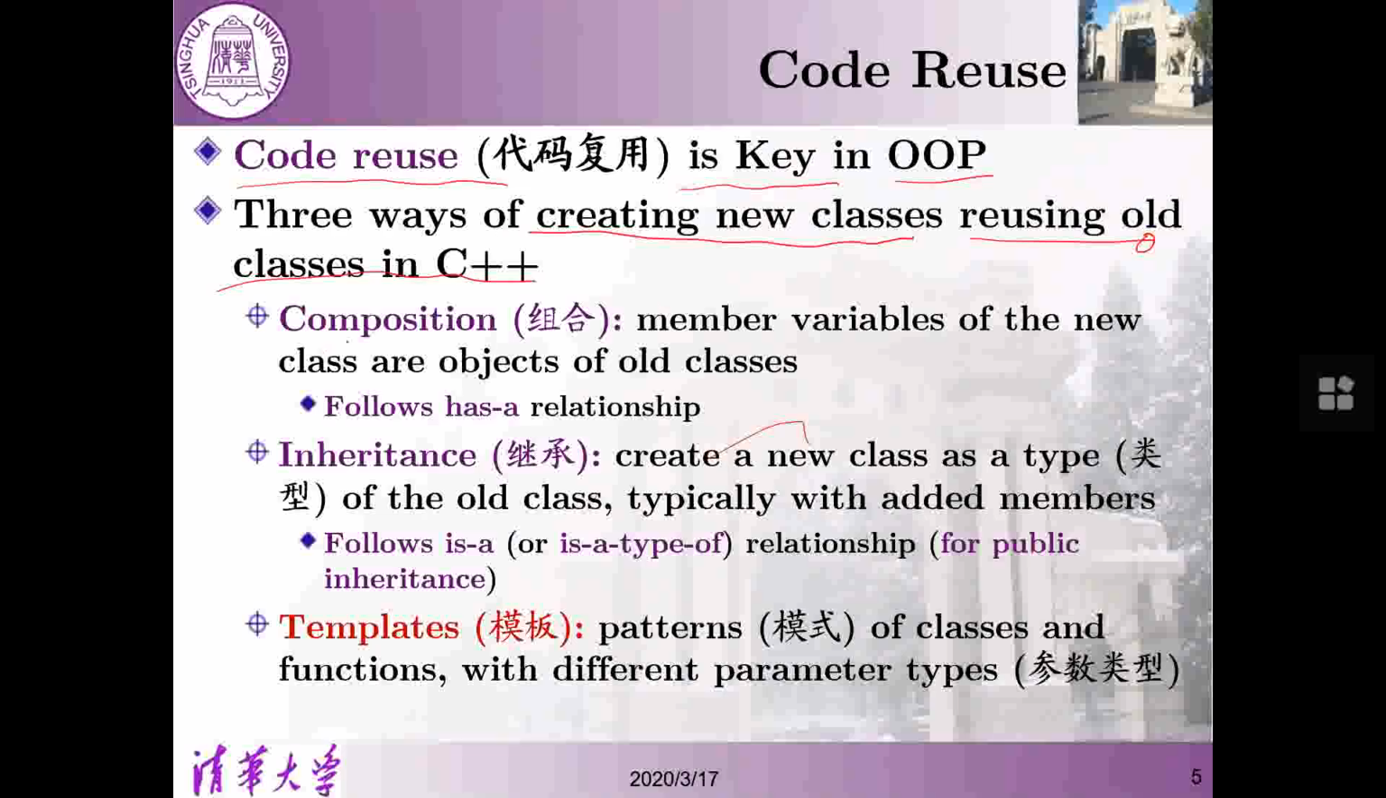So how do we support this kind of code reuse? We have two grammars. One is composition, another one is inheritance. And more importantly, today there is also the template. Actually, template is different from composition and inheritance, because composition and inheritance are used to define new classes. However, templates are patterns of classes with no parameter types. That means you can use this pattern and give it some parameter type, for example, int.